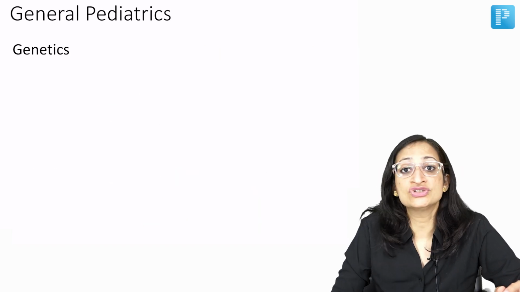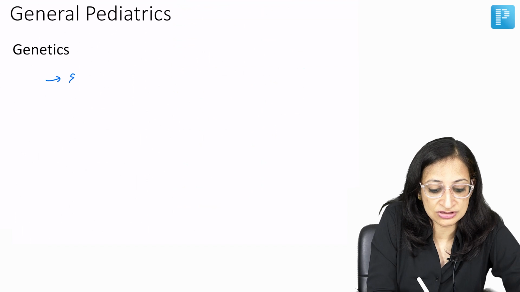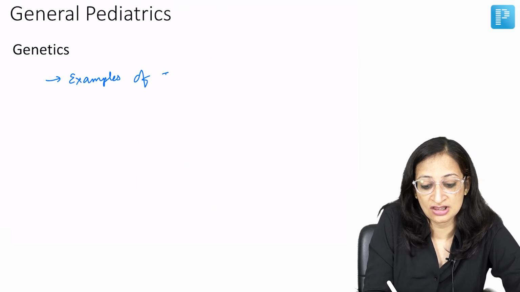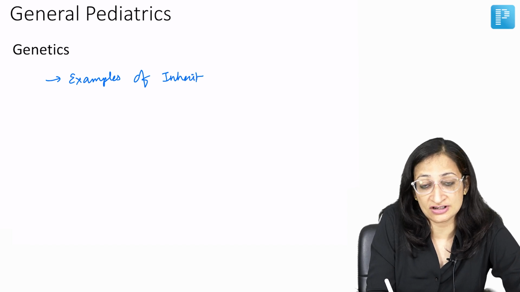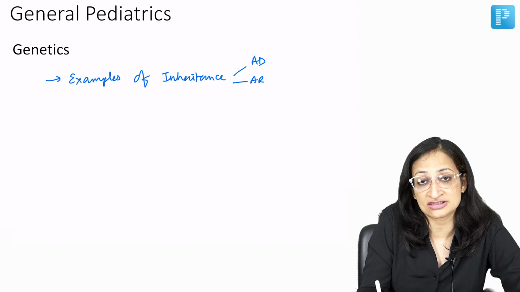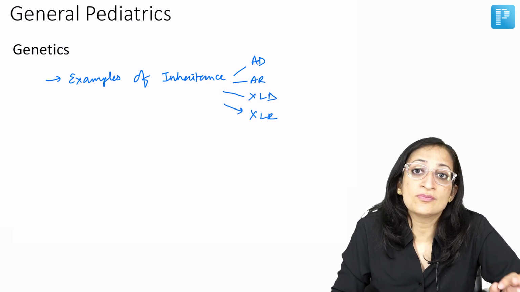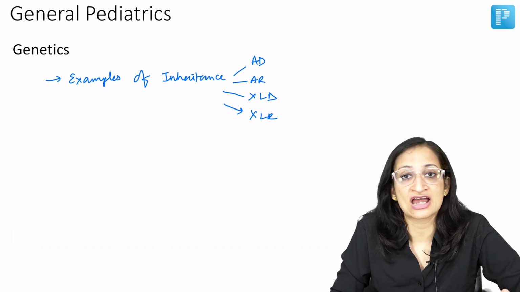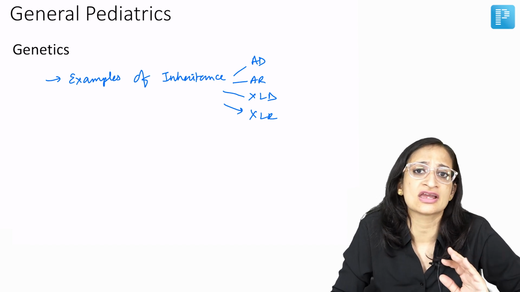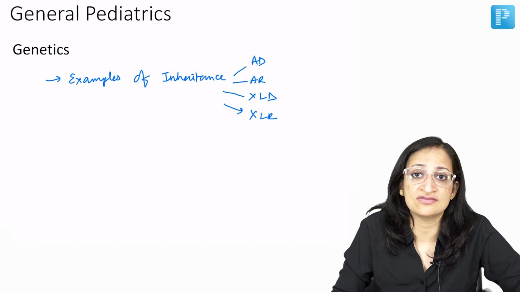Moving on to genetics. From genetics, very, very important are examples of different kinds of inheritance patterns, like the autosomal dominant, the autosomal recessive, the X-linked dominant, the X-linked recessive. You need to know the important examples of each of these categories, which we have discussed already with the mnemonics, and you get direct questions. Again, it has come n number of times in the NEET-PG pattern questions. So very, very important.